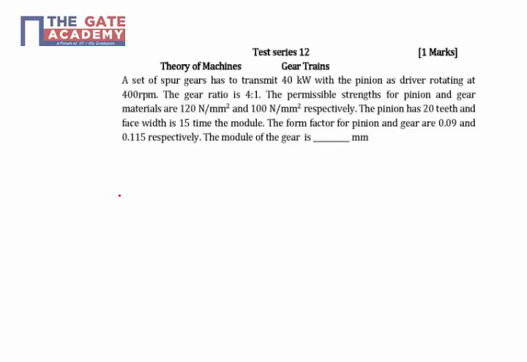Let us start by finding out which of the two is weaker. Is it the gear or is it the pinion? So I'm going to find out this quantity sigma times y, where sigma is the allowable strength and y is the form factor. First let me find it out for the pinion. So this is going to give me 120 into 0.09, which comes to 10.8.